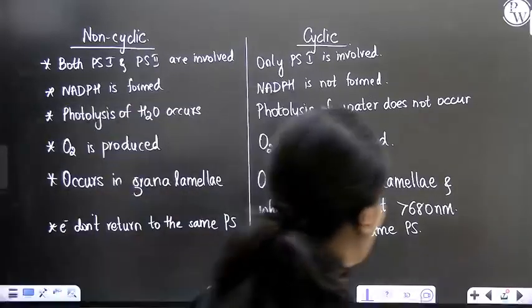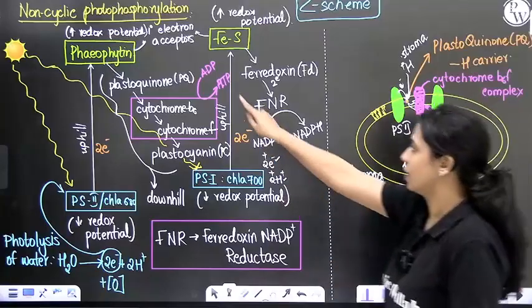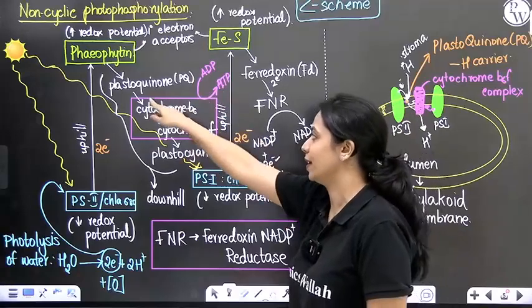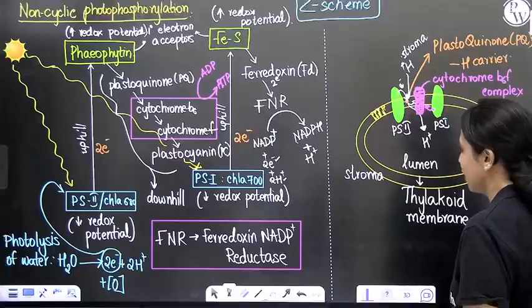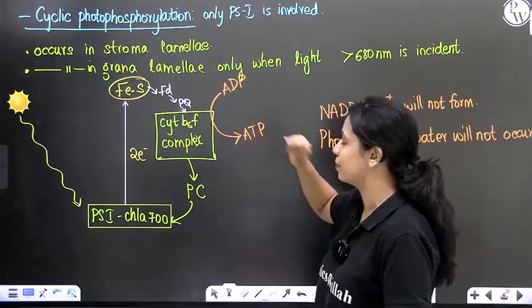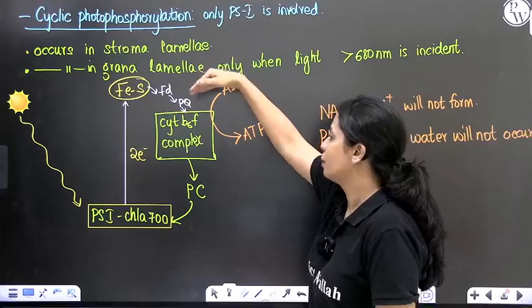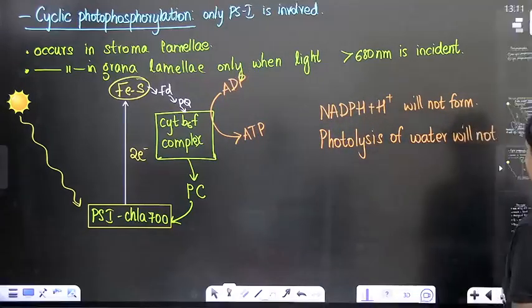All right, we'll move on, children. Now I told you how during non-cyclic also ATP is formed. Notice how I'm drawing this when electron is being passed from plastoquinone to cytochrome B6F complex. Even in cyclic ATP is formed. Notice how I'm drawing it when electron is being passed from PQ to cytochrome B6F complex.